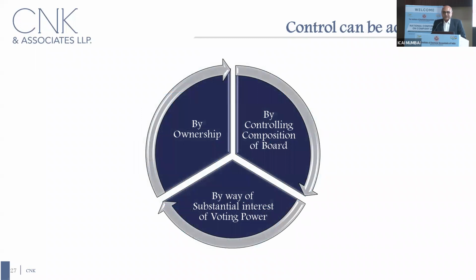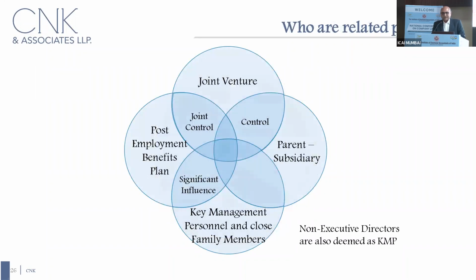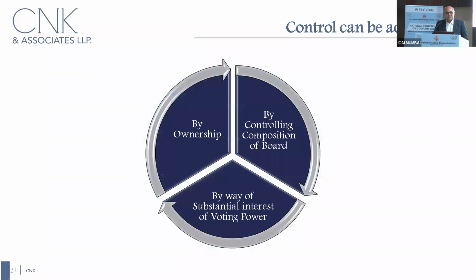How can you achieve control here? We have control at two places, joint control and control. And control can be by ownership, which is very easy to establish. I hold more than 50%, that's control. I can also do it by way of controlling the composition of the board. So if I don't have shareholding, but I have a majority on the board, that also is control, or by way of substantial interest of voting power. I am given that voting power by way of, say, some proxies, that whenever this decision is there, you have to decide, and my voting power is with that other person. That also can establish control.